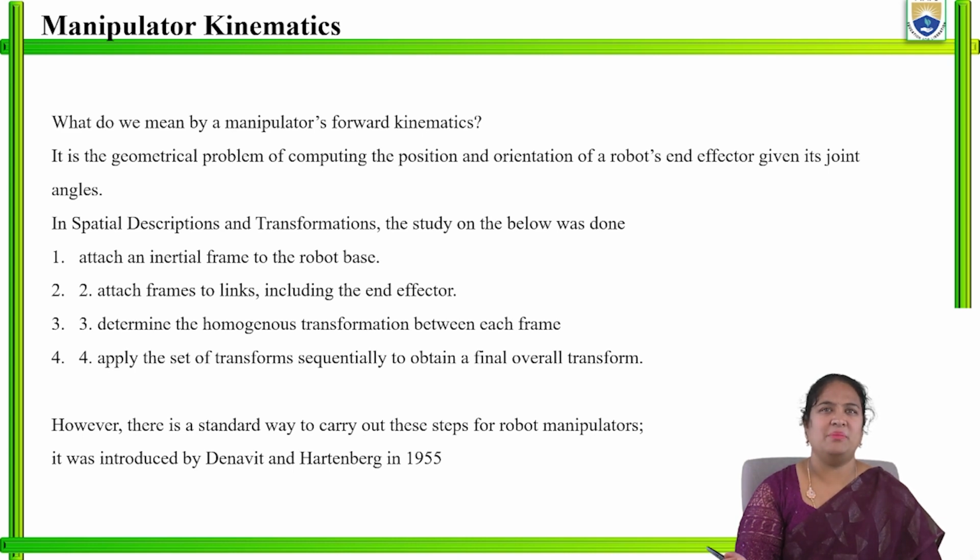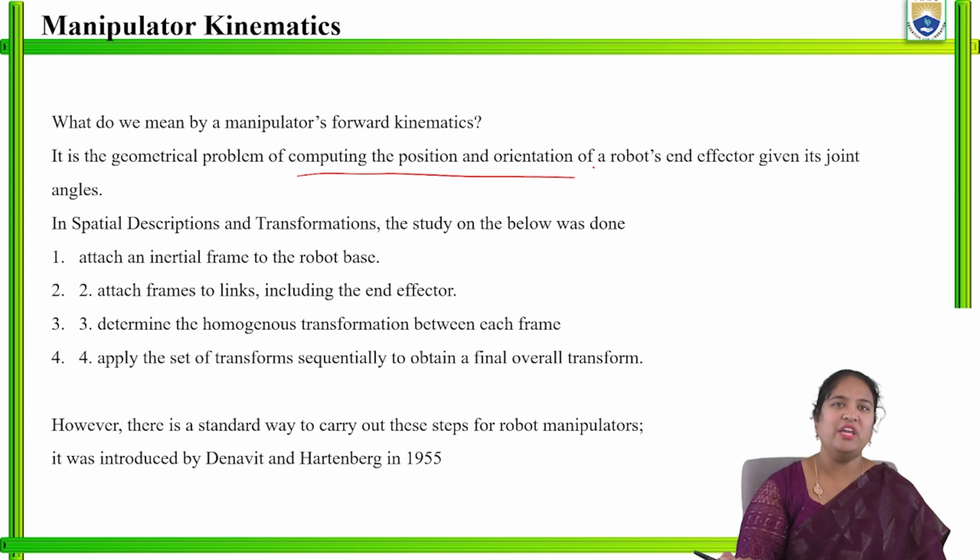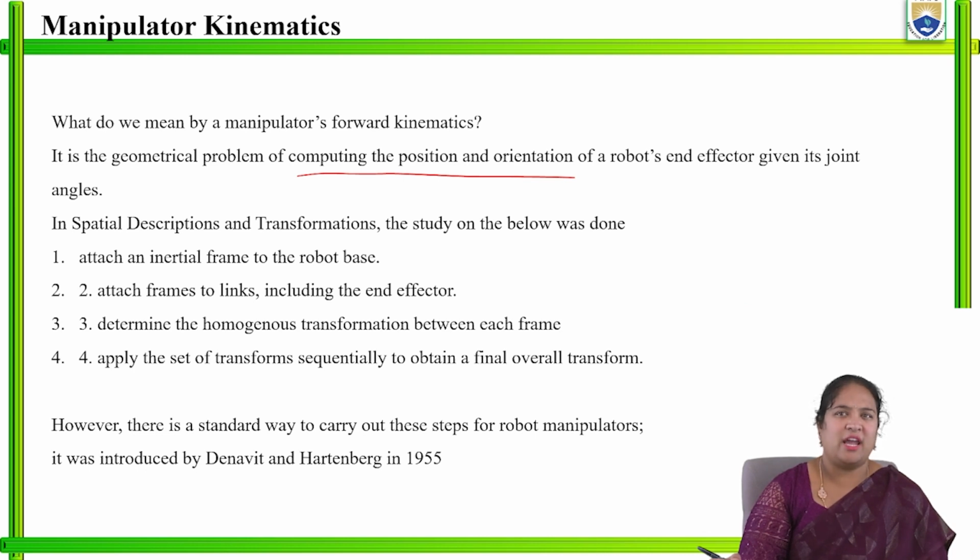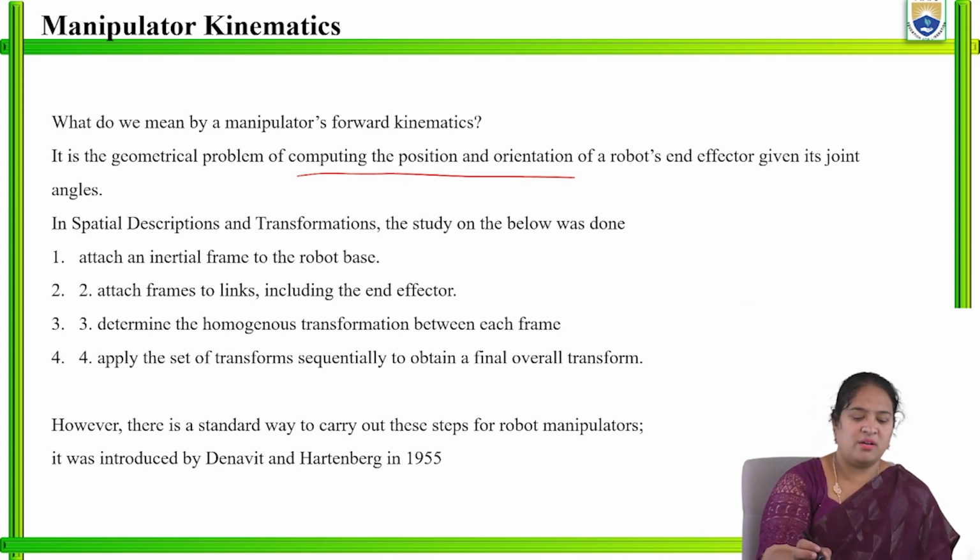What do we mean by manipulator kinematics? Yes. What do we mean by manipulator kinematics? How has manipulator kinematics come into account? Here, manipulator kinematics is a geometrical problem to compute the position and orientation of the robot. Right? It is the geometrical problem of finding the position and orientation of the robot end effector with the help of the joint angles. So below we have a few case studies.